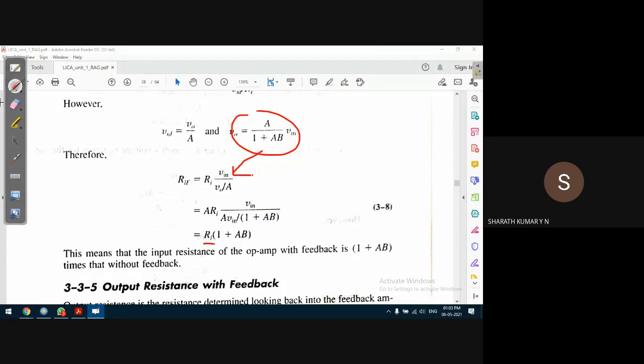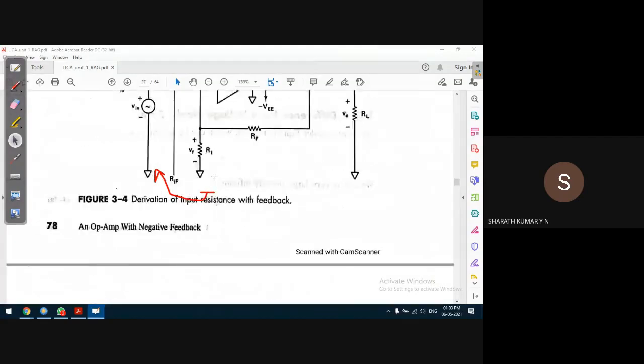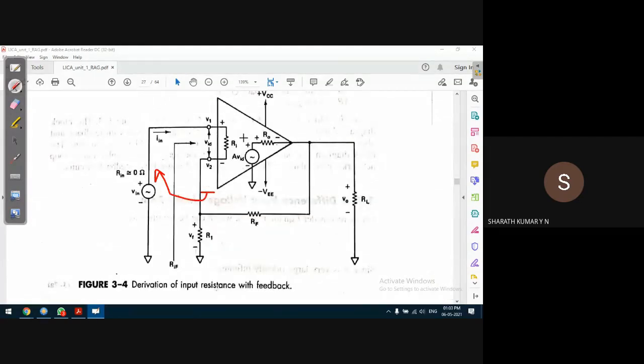Okay, that means, what is the conclusion from this? Please observe. In this case, what is Ri? It is the open loop input resistance. In the circuit, if you see, there is nothing but this Ri. This is very, very large. It is the open loop input resistance.